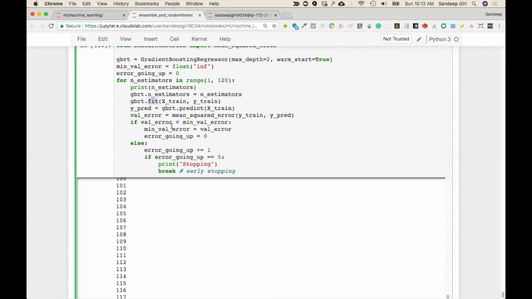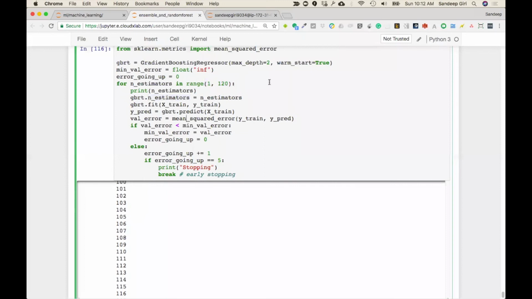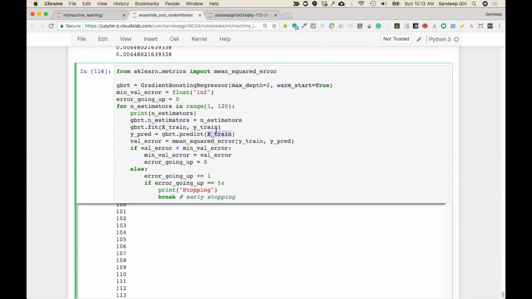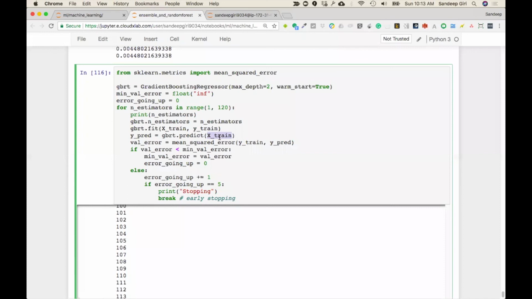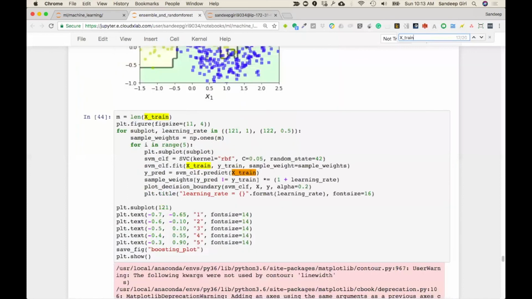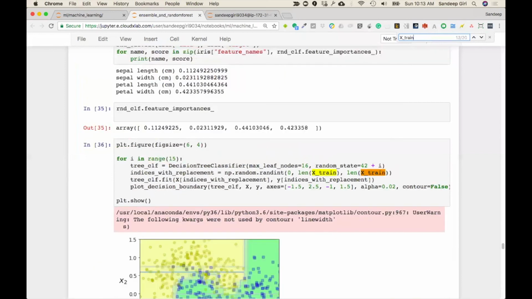Okay, so basically when we call it this way, it essentially uses the previously trained data when we say warm start true. Then we're doing some prediction, but the only problem here is that we are using xtrain itself to do the predictions. Let me see if we could use some other variable.